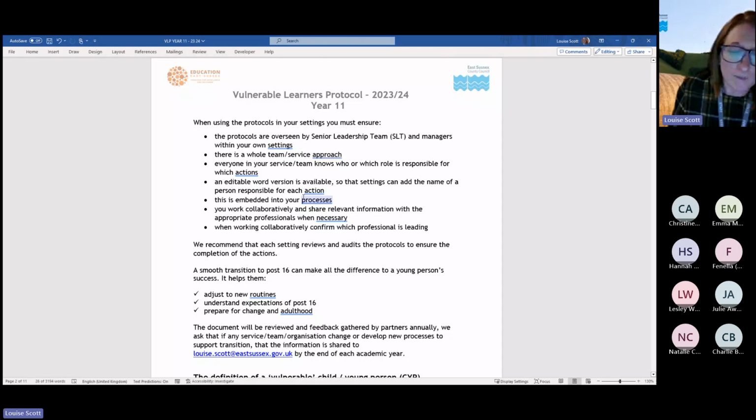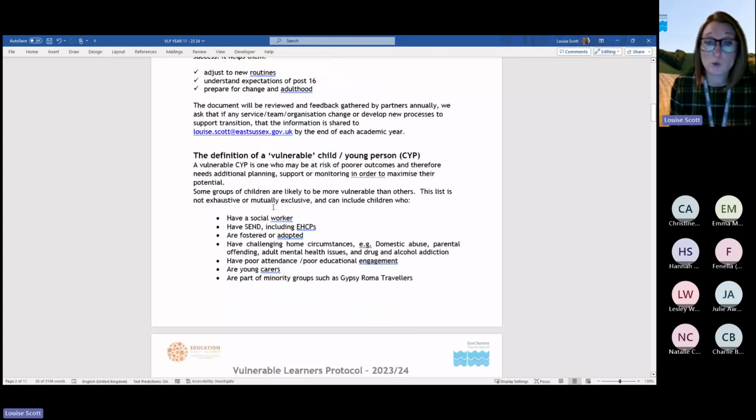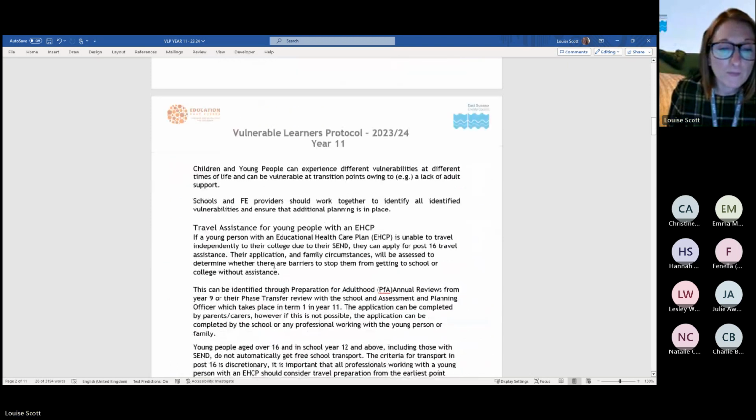Then we move on to the definition of a vulnerable learner or a vulnerable child or young person. This came directly from consultation we did in summer 21. Stakeholders said it was really important, and they wanted the information in there about who a vulnerable learner is. So we added that in.